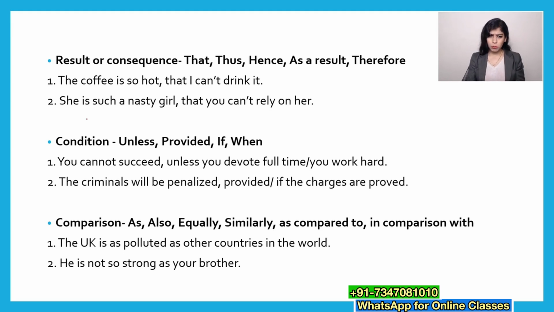Now, we have one more sentence here. The coffee is so hot that I can't drink it. So what is this? I am giving some result, that I can't drink it. Consequence. What happened as a consequence of this? I can't drink it. Okay. She's such a nasty, unkind girl that you can't rely on her. Result or some consequence.